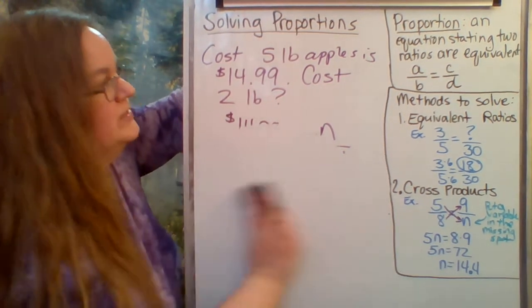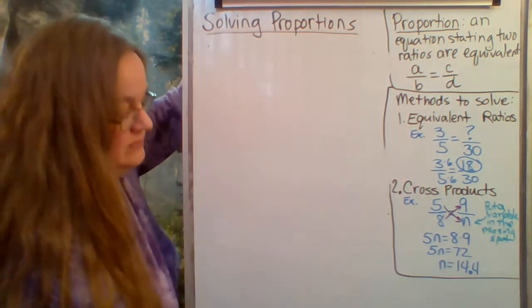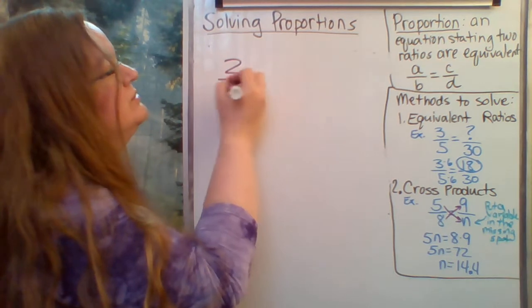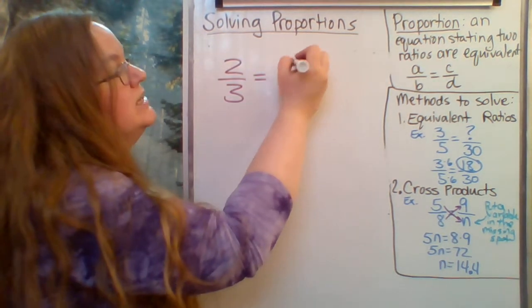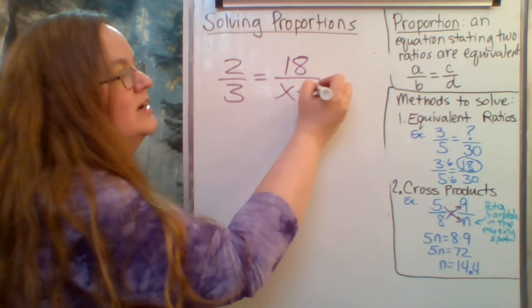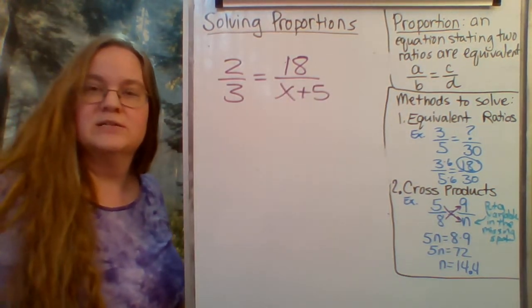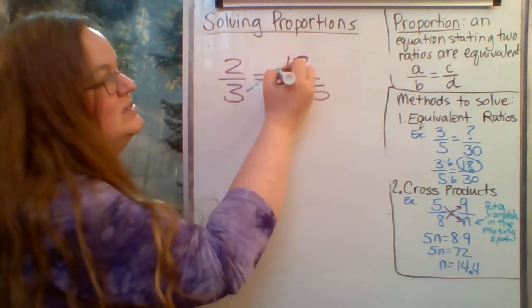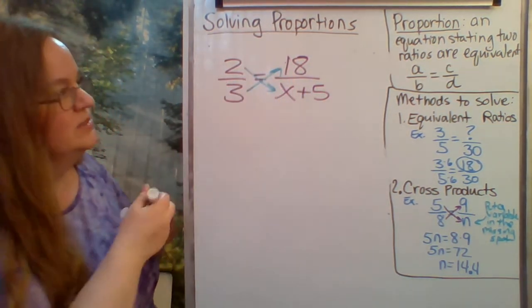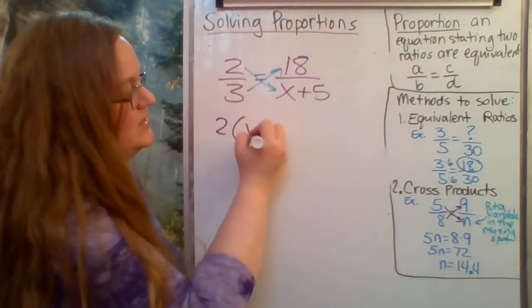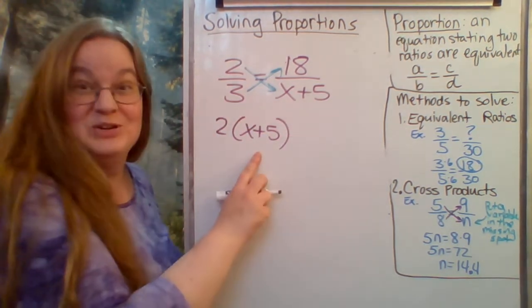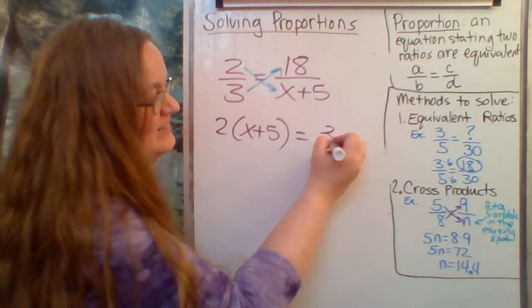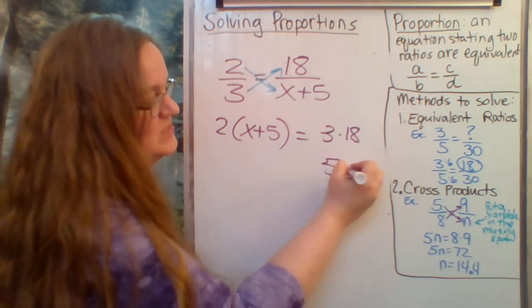Okay. Let's look at one more example. Let's say I had something like 2/3 is equal to 18 over x plus 5, and I want to know what x is. Using proportions, cross products, the same deal. So I would do 2 times x plus 5. Oh, look, it's my good friend, the distributive property. And 3 times 18. 3 times 18 is 54.